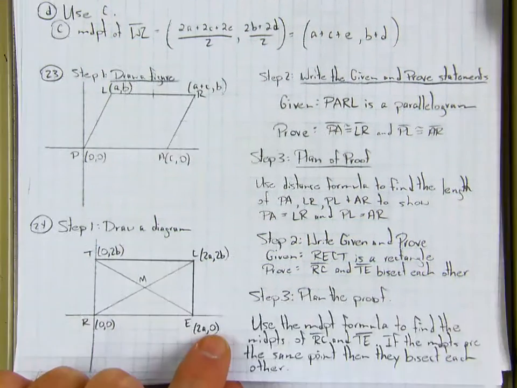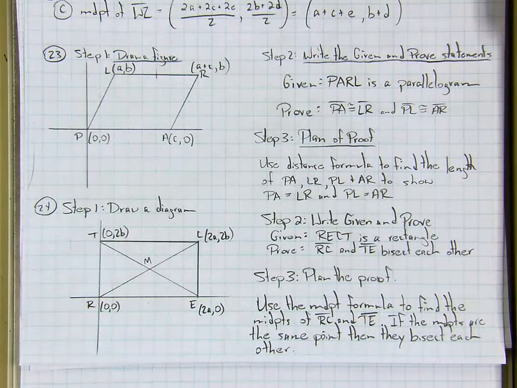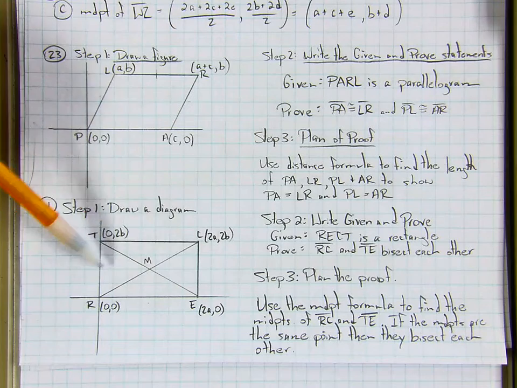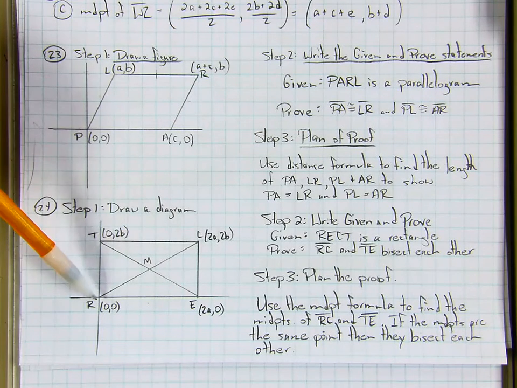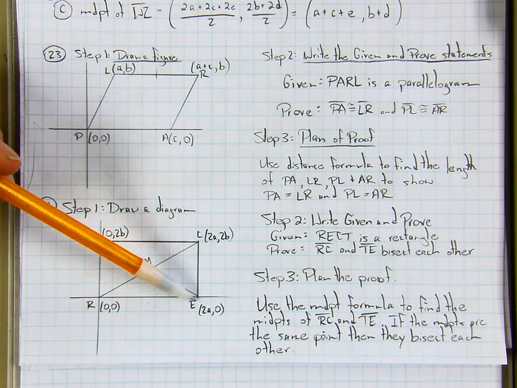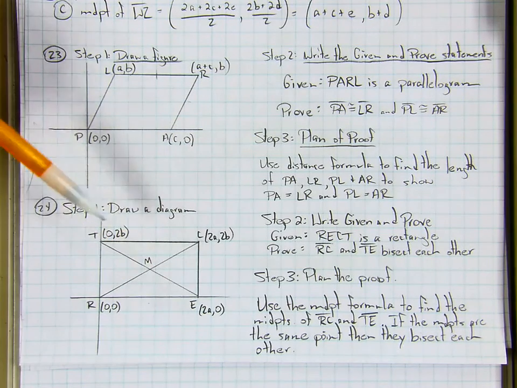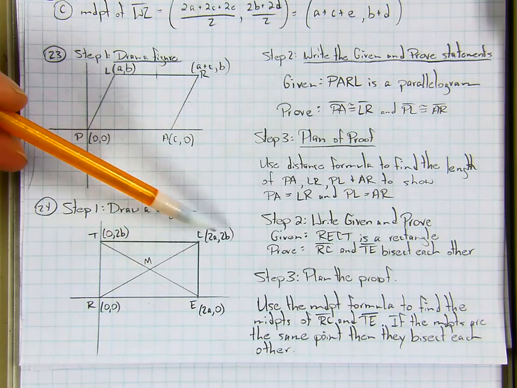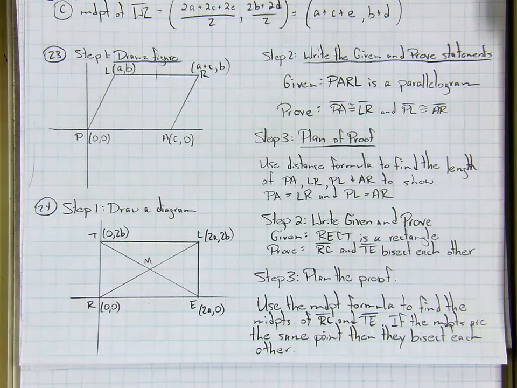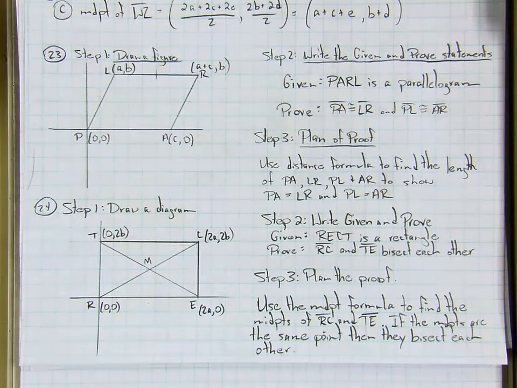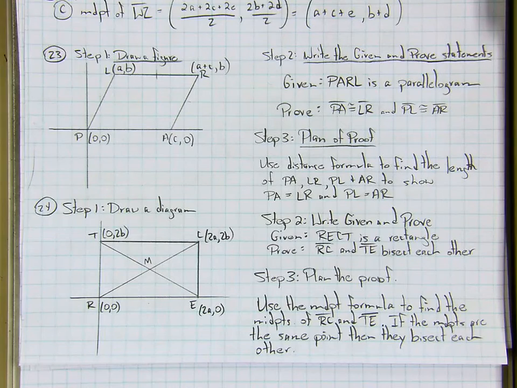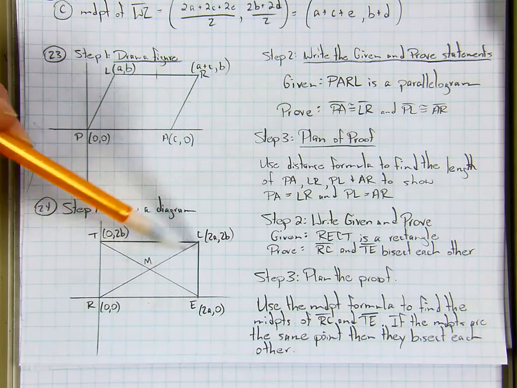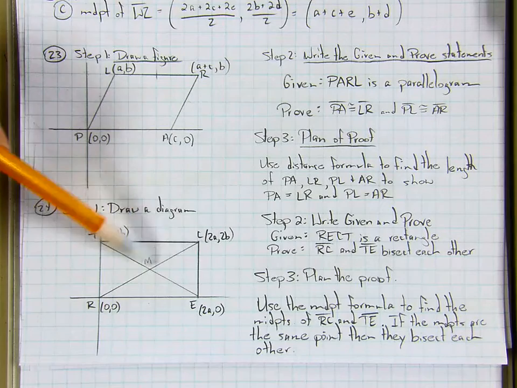Number 24, this one, we draw a diagram. This proof was to prove the diagonals of a rectangle bisect each other. Okay, prove that the diagonals bisect each other. So here's my rectangle. This time I named this one 0, 0, and I went ahead and said 2A, 0, 0, 2B, and 2A, 2B. And you may not understand why I put the 2's on there, because we didn't say anything about midpoints. Well, here's the thing. The diagonals of a rectangle are supposed to bisect each other.